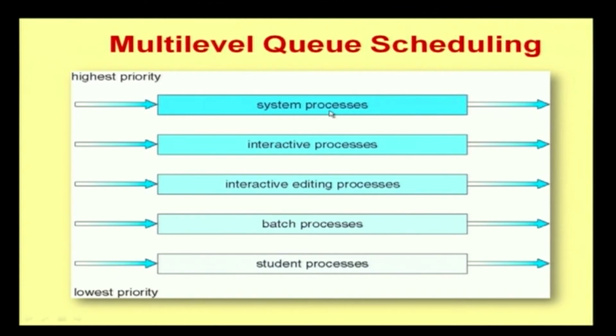Here the system process has been given the highest priority, then interactive processes, then interactive editing processes, then comes the batch process, then comes the student process. What do you mean by system process? A system process is one which has been done with the kernel itself. The interactive process is one which has been done in the ATM machine.